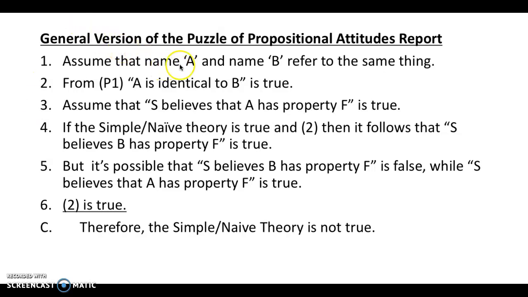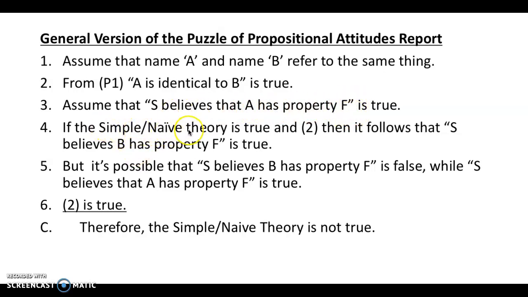Let's assume that we have two names, A and B, and both of these names refer to the same object. From premise one, it would follow that the following sentence is true then. A is identical to B. Now let's assume that an individual S believes that this person A has a particular property F. Let's assume that that is true.